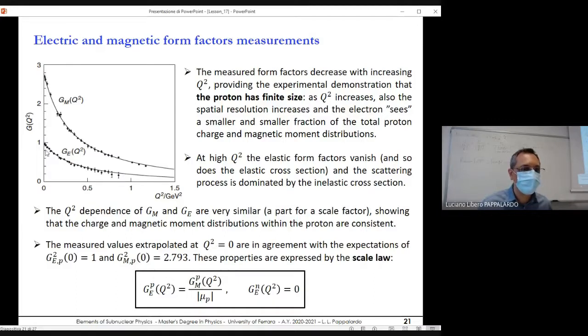And in fact, this is what you see here. The electric charge of the proton in the Q square equals 0 limit is 1, and the magnetic moment of the proton is 2.79. So this is consistent with the expectation. And if you take the ratio of the two, it turns out that this is exactly the anomalous magnetic moment of the proton. So the distribution is exactly the same apart from a constant term, which is the magnetic moment of the proton. For the neutron, instead, the charge is 0, of course. So when we go now to Q square equals 0, we obtain the 0 value for the electric form factor.